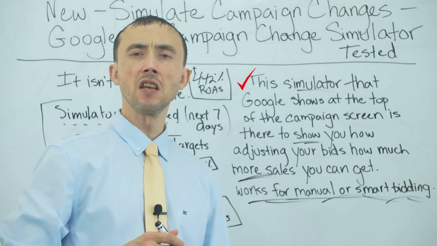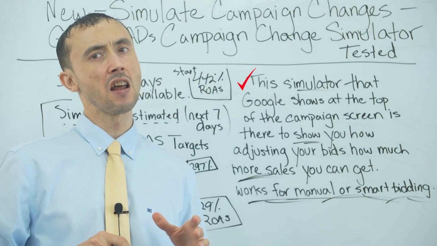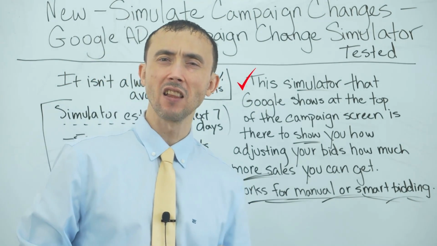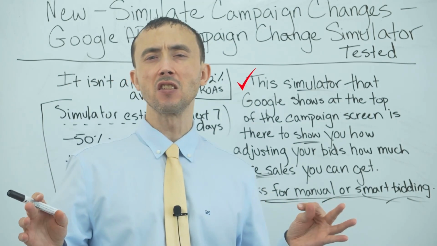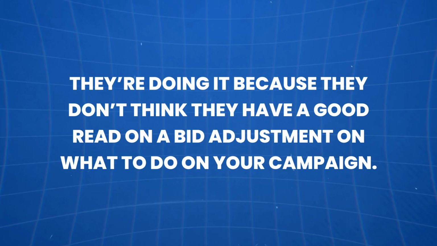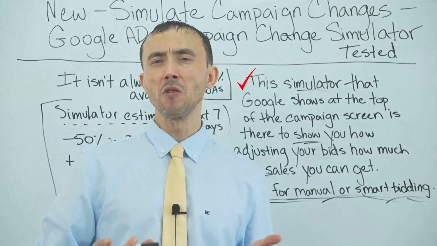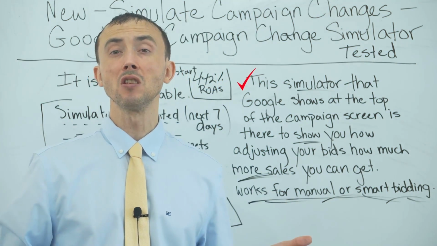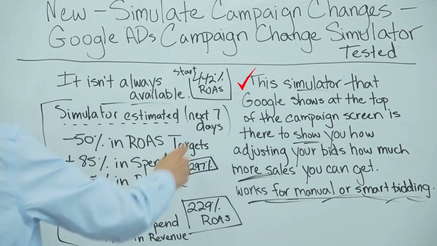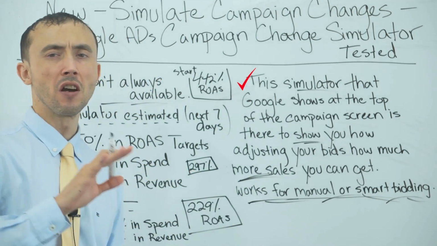For some reason, Google only allows this for some campaigns and not others. I'm not quite entirely sure why they are doing that at this particular stage, other than the obvious. They're doing it because they don't think they have a good read on a bid adjustment, what it'll actually do for your campaign, and that would make sense. If they're doing it for another reason, I don't know. Maybe by the time you see this video, it's available for every campaign all the time. Well, it's not always available. The accuracy itself, I'm going to go into next.